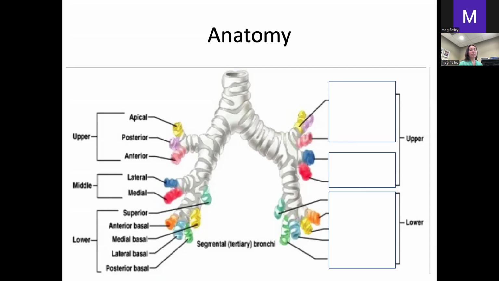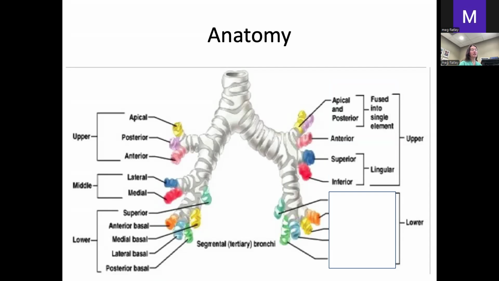And then on the left side, you have the apico-posterior branch, and then anterior. So it's analogous on the right and the left in that upper section. But then, of course, you don't have a left middle lobe, you have the lingula, which is the opposite of what it is on the right. The right is medial and lateral, and the left is superior and inferior. It's not really opposite, right? Because there's also anterior and posterior, but I don't think there's a better way to think about it.